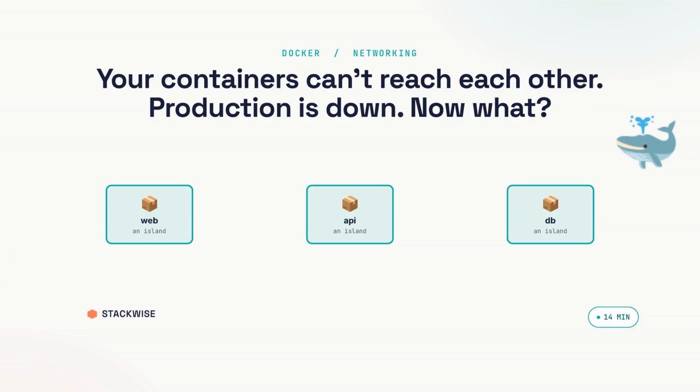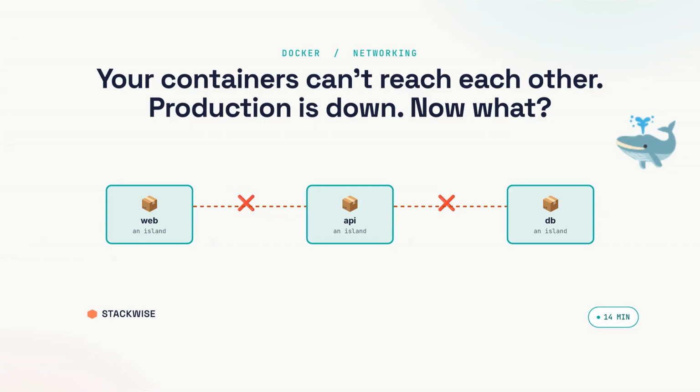Most developers treat Docker networking like a black box. You run your containers, things mostly work, and you never really look inside. Each container just sits there, a little island of its own, until the day your containers can't reach each other. The web can't find the database, the API times out, and nothing you try seems to connect them.